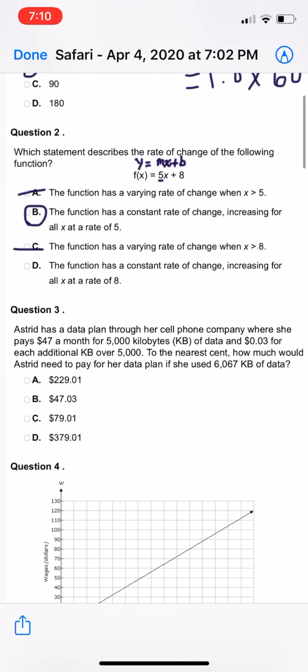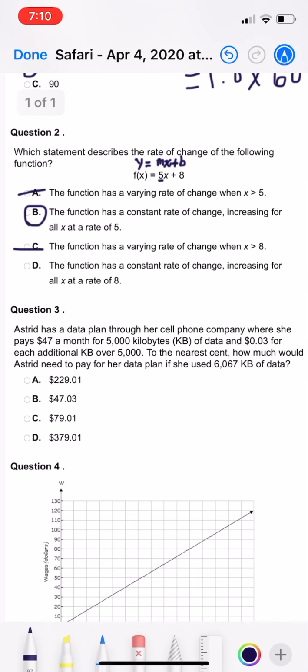This next question, question 3, says Astrid has a data plan through her cell phone company where she pays $47 a month for 5,000 kilobytes of data and 3 cents for each additional kilobyte over 5,000. To the nearest cent, how much would Astrid need to pay for a data plan if she used 6,067 kilobytes of data? Okay, so what do I know?